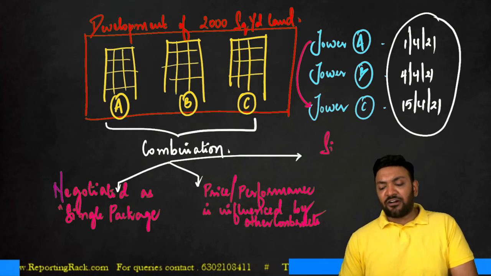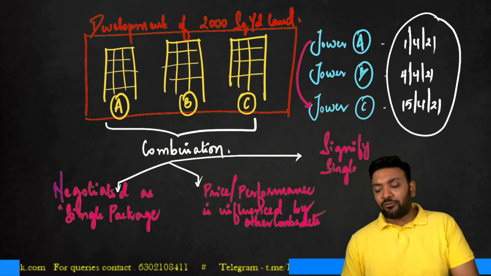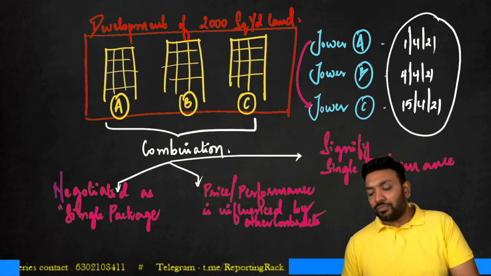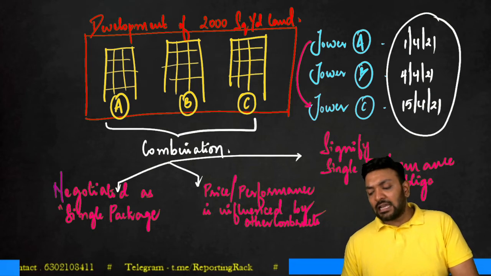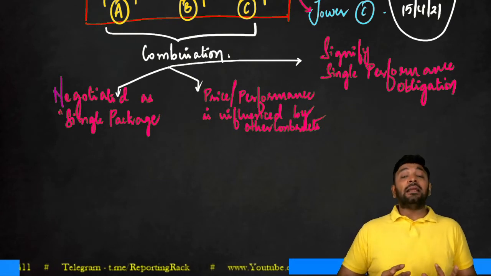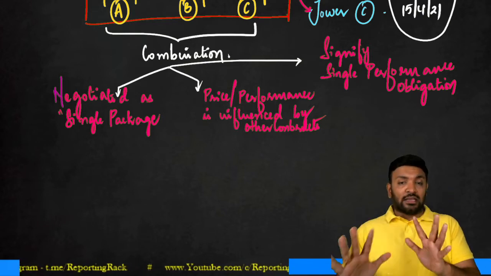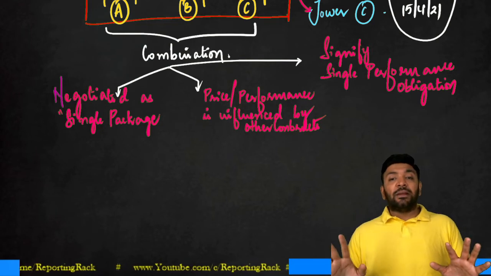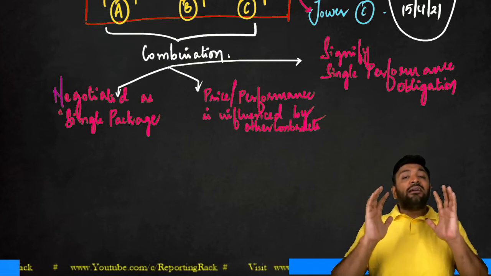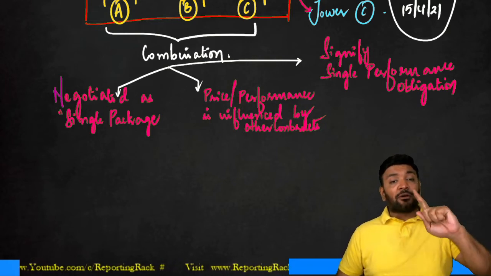Lastly, they signify a single performance obligation. All three together, they should signify a single performance obligation. What do you mean by they signify single performance obligation? That means the customer will benefit only if all the three are produced or constructed together. I construct A, I don't construct B and C, the customer cannot take the benefit. The customer can only occupy A, B or C only when they are performed or constructed together. Therefore, it signifies a single performance obligation.